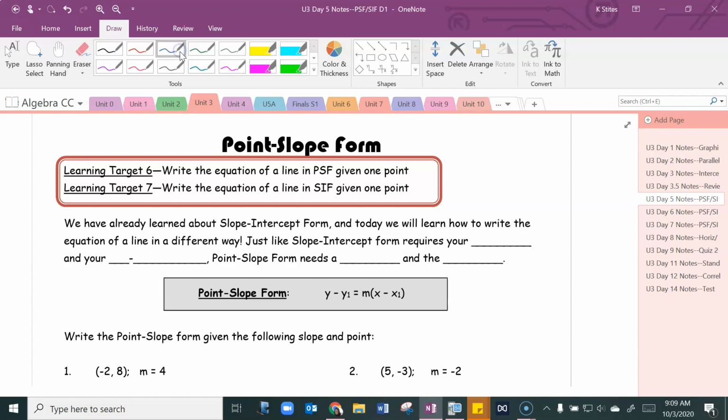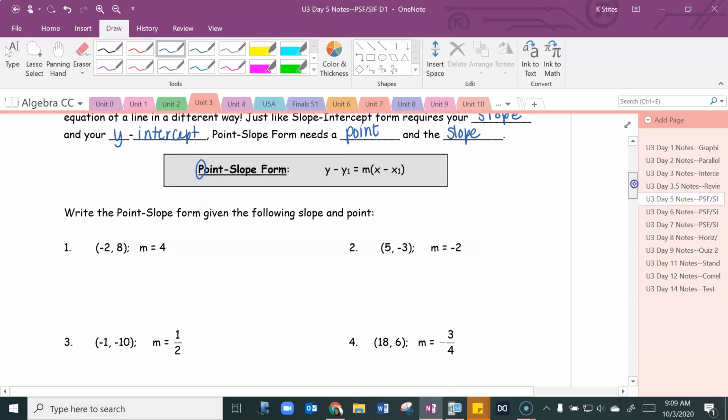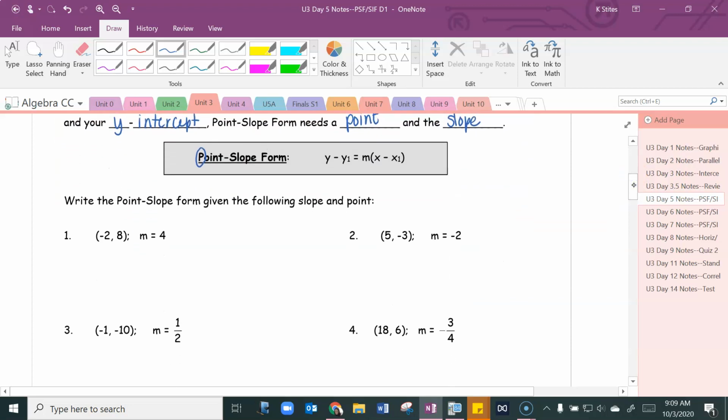Just like slope-intercept form requires your slope and your y-intercept, point-slope form needs a point and the slope. So this is what point-slope form looks like. Notice it has parentheses, P for parentheses and P for point-slope form. It looks really complicated, but it's really not.